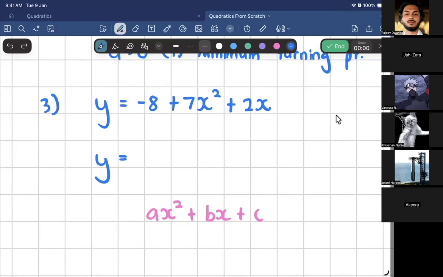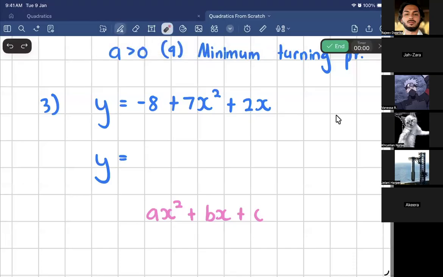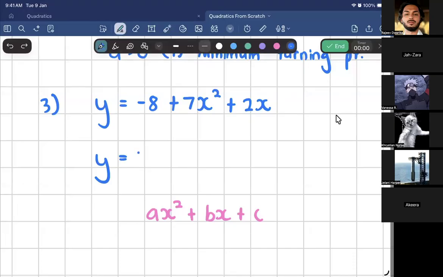You call out the final answer for me, in this form. What should I write first? Tell me, Jazara. 7x squared plus 2x minus 8. Great. And could you tell me what A is?